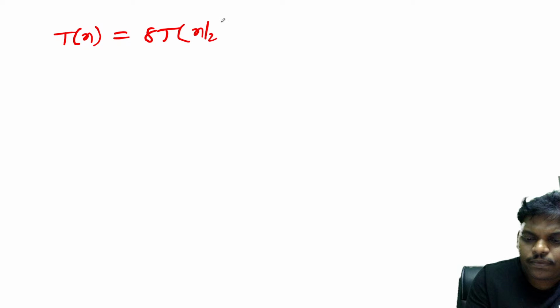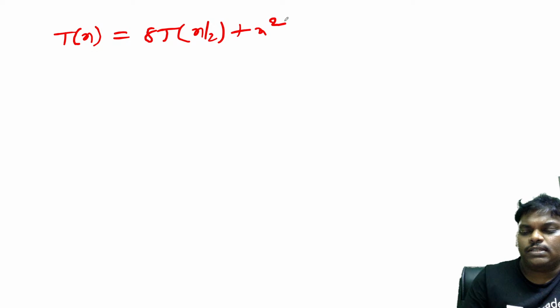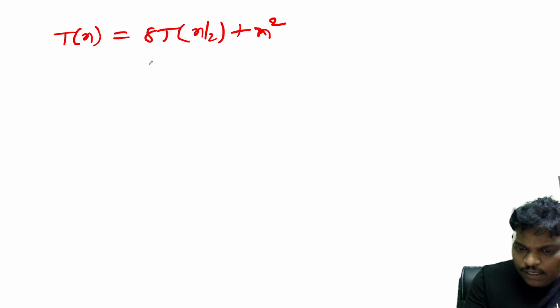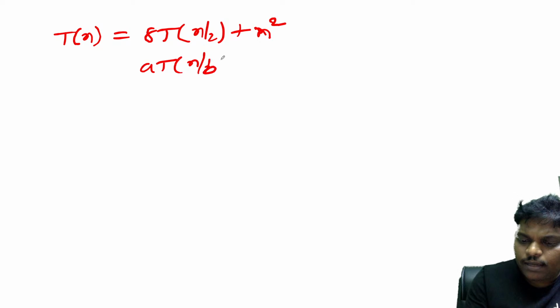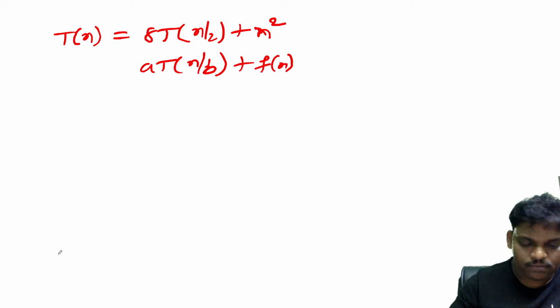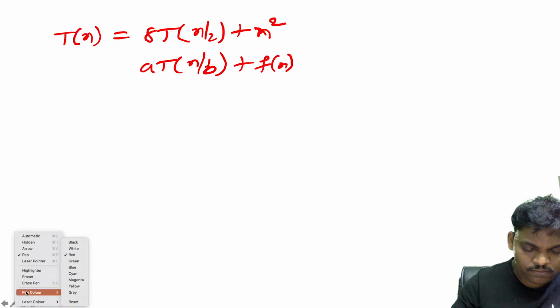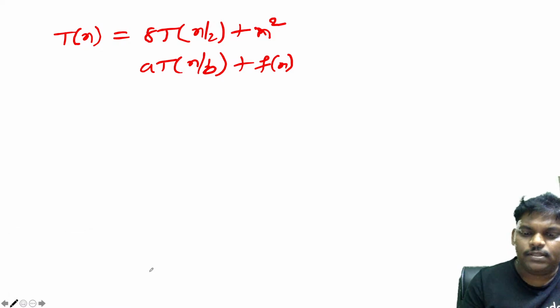Some people are asking, sir, how to solve the same problem using the master theorem. Let me explain. T(n) = 8T(n/2) + n². Using the master theorem, this can be written and compared with aT(n/b) + f(n).